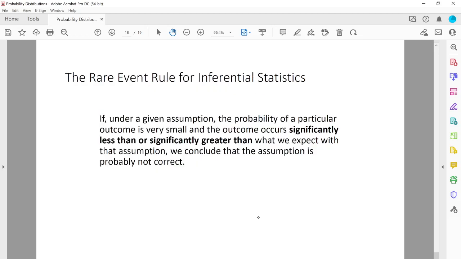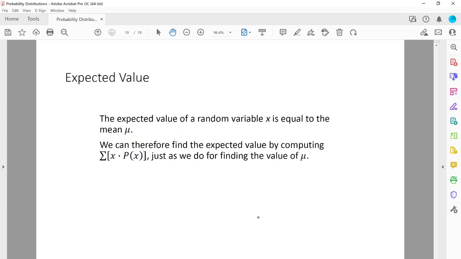The rare event rule for inferential statistics: if under a given assumption the probability of a particular outcome is very small, and then the outcome occurs significantly less than or significantly greater than what we expect with that assumption, we conclude that the assumption is probably not correct. So one more time, expected value is the average or mean of all the outcomes, and it can also be calculated by using this formula.